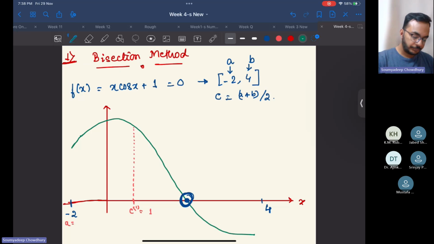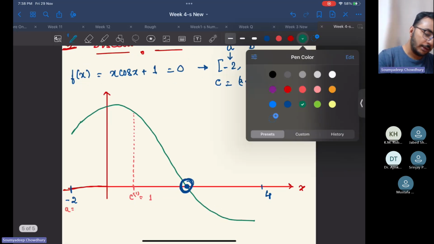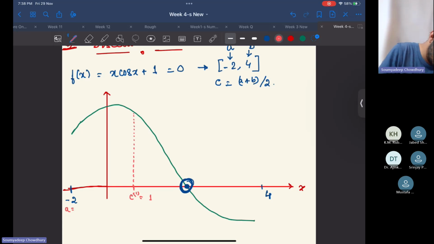So now it intersects the graph at some value, and we'll find what that value is. So this is basically f of c, right? Now your f of c here is greater than 0. So what we will do is we'll shrink our limit. That is, we will move our a. Since f of c is greater than 0, this c will be your new a.